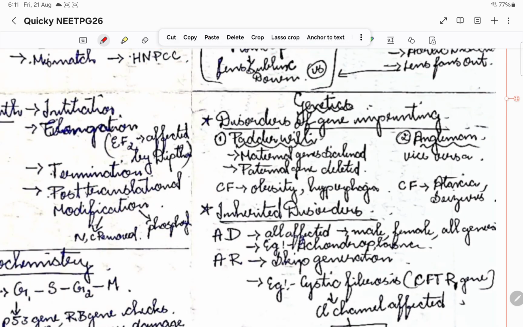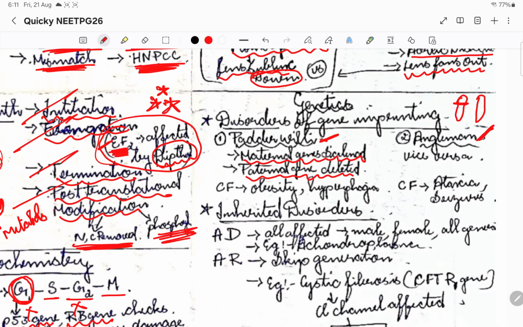Suppose the paternal gene in that particular individual also gets deleted, then the disorder that occurs is going to be Prader-Willi syndrome. P for P, father, paternal. Remember, this is not about silencing, it is about deletion. When the paternal gene is deleted, it is going to be Prader-Willi syndrome.